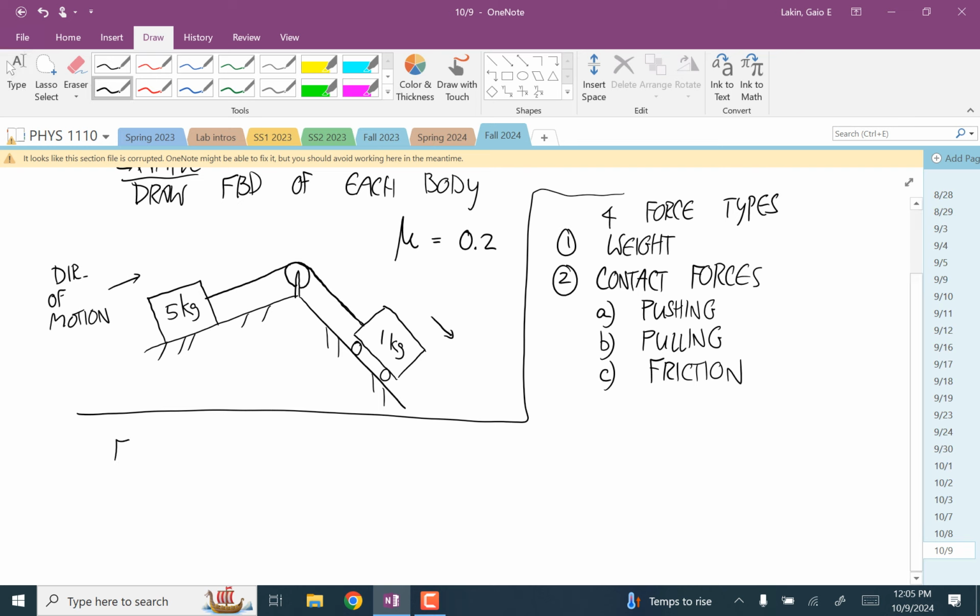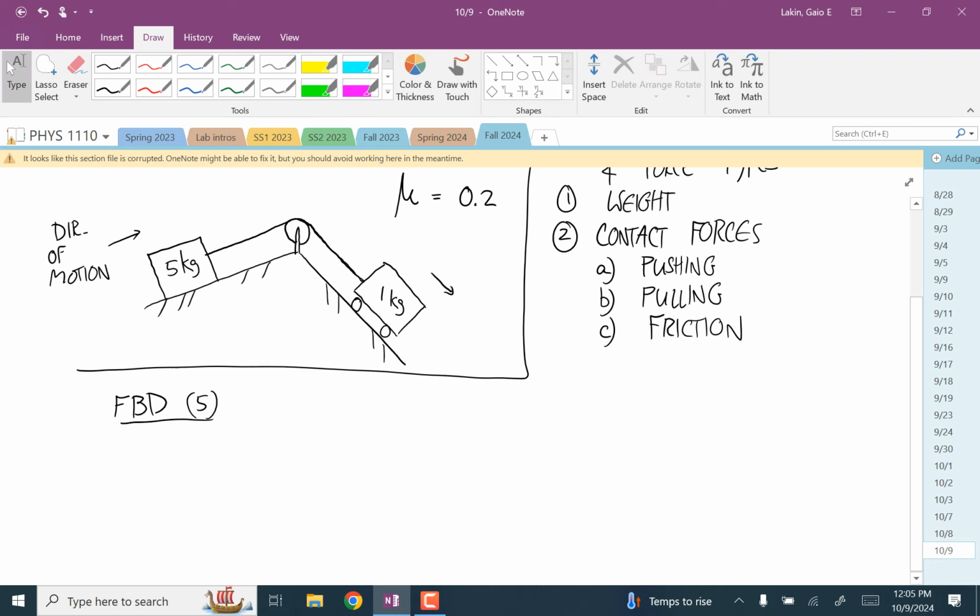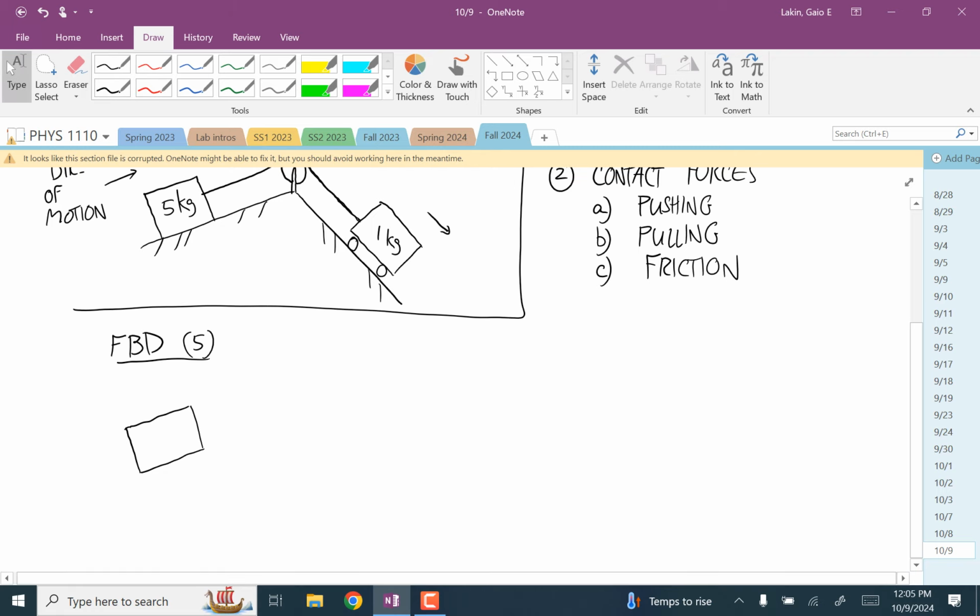Okay, so I'm going to start with the 5 kilogram. I'm just starting at the left and working my way to the right. So draw a closed outline of the body in the orientation that it's shown. And then the first step is draw a downward force to represent the weight. Since the mass is 5 kilograms, this force is 5 times 9.81, so this is 49.05 newtons. I always leave the units off in the free body diagrams because I know what units I'm using.